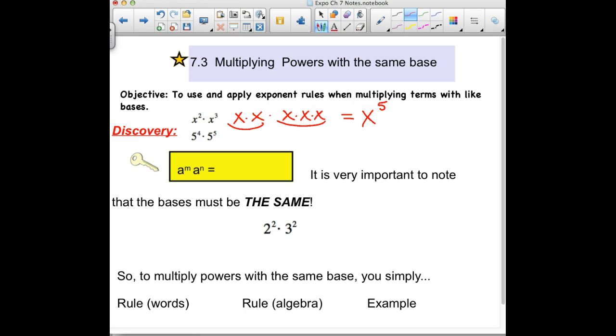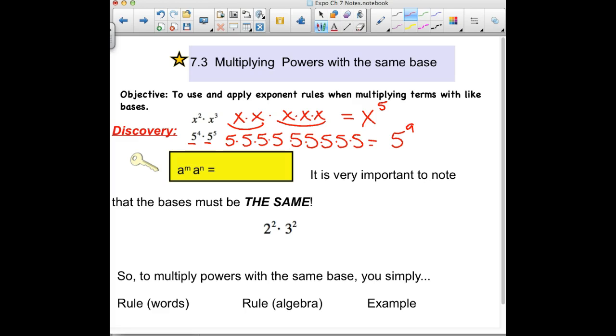Similar example, this time our base is a 5. We have 5 to the 4th power, and we have the same base 5 to the 5th power. If we were to write that out the long way, the first one says we have 4 5s that are being multiplied together. Then we have 5 more of them. So in total, we have 9 5s being multiplied together.